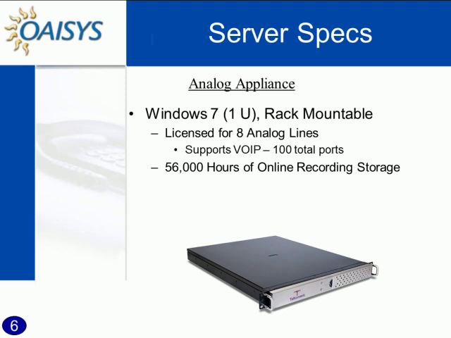Last but not least, still a 1U rack-mountable unit, we call our analog appliance. This appliance does have a hardware board in it. It's an 8-port analog board, so we can record those POTS lines, simple analog lines. This unit also comes licensed with 20 audio ports. We can record up to those 8 analog lines, but can also be expanded for VoIP use. So if need be, this records VoIP out of the box and can also be expanded to 100 VoIP ports if an organization would want to do VoIP recording as well. This, as with the others, holds 56,000 hours of online storage.